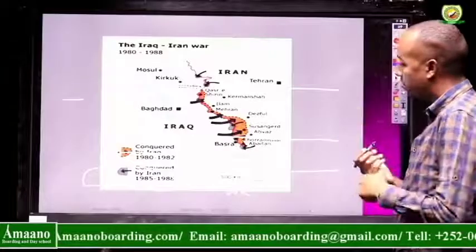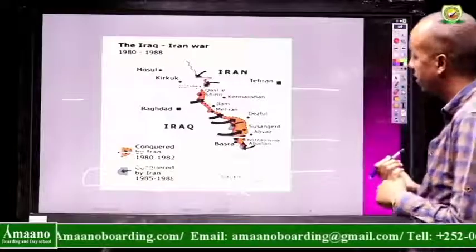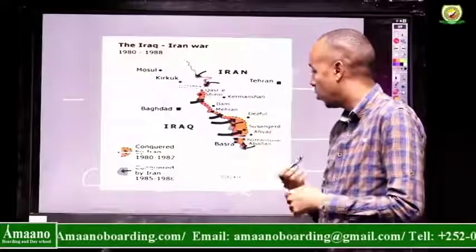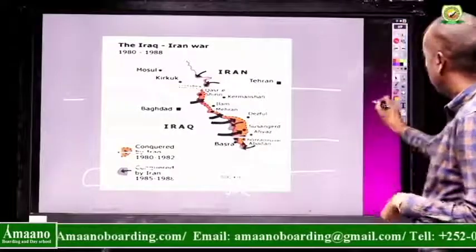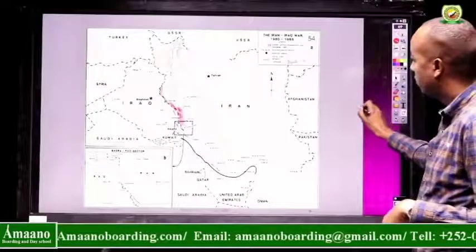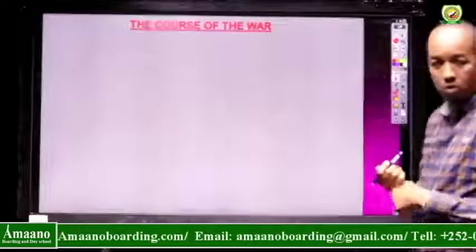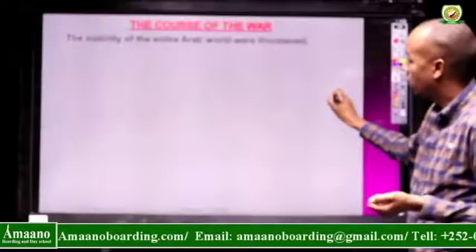Okay, so this is a map explaining the Iran-Iraq war, 1980 to 1988. As you can see, the two countries share a border. What about the course of the war? How did the war happen? The course of the war.